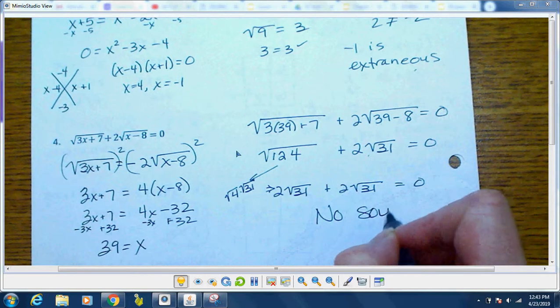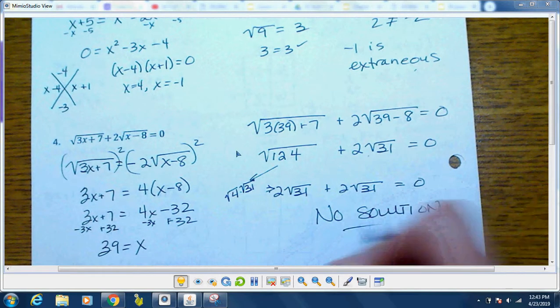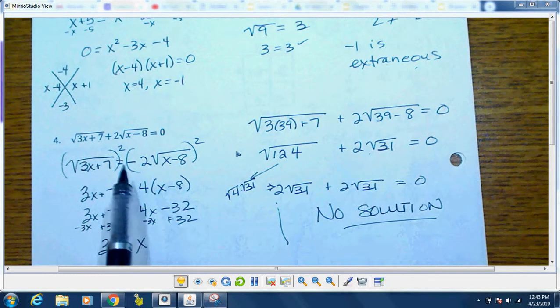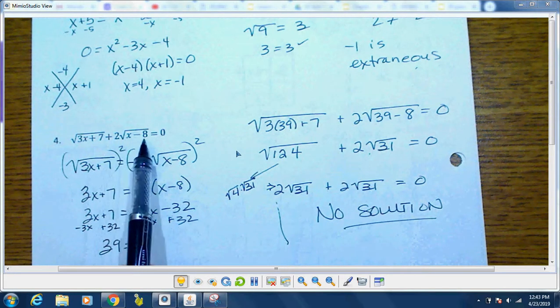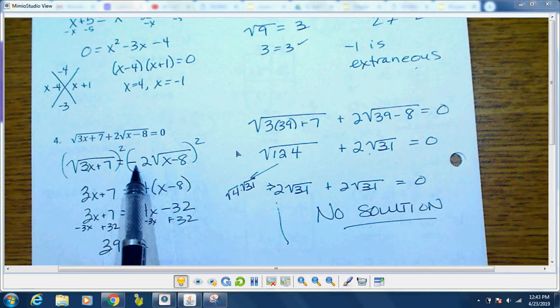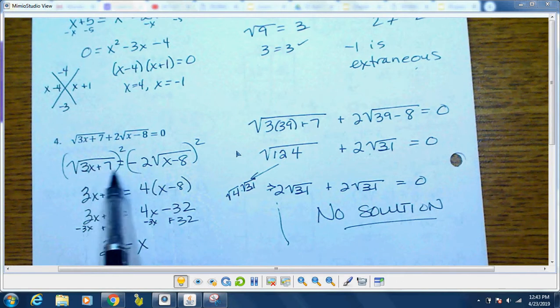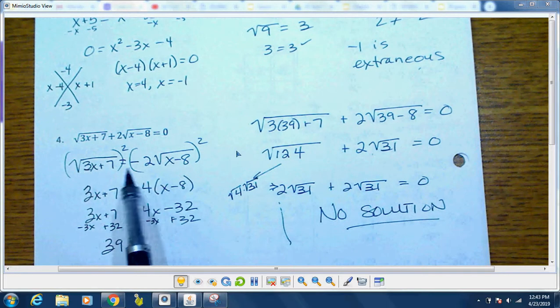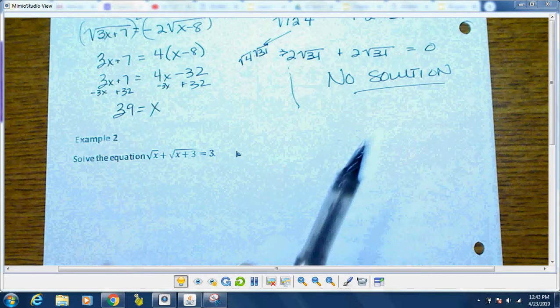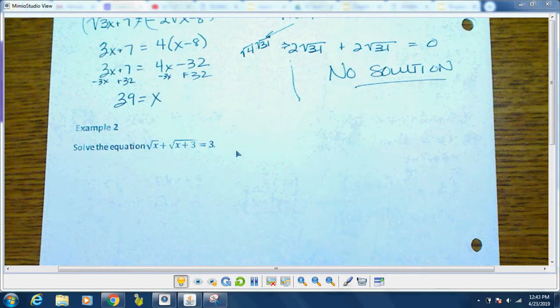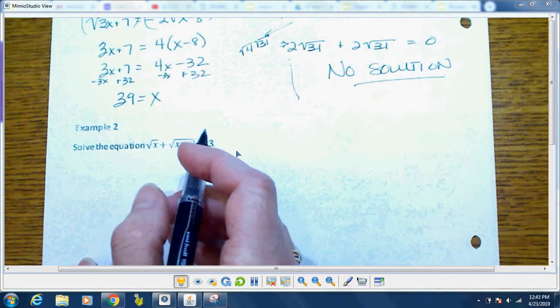Now, I actually didn't have to do all this work. I could have seen right here, when I moved the 2 times the square root of x minus 8 over to this side by subtracting, I had the square root of something equals a negative. And we found out that that is how you get no solution. So I could have stopped right there. Okay, let's knock out example 2 and then we'll be done with this video.